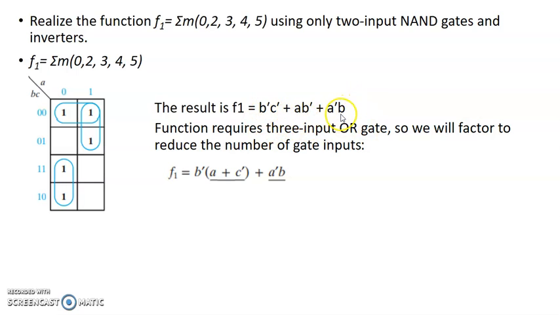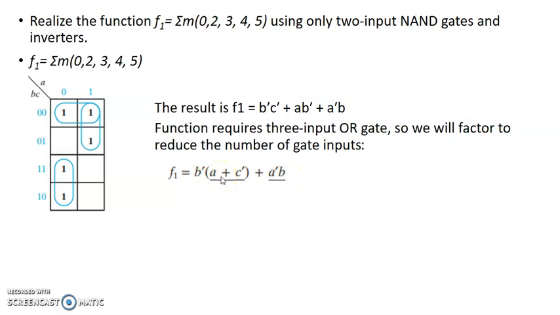When we look at this result, it is a 3 input OR gate. What we need is 2 input NAND gates, and that's what we can use to realize this. So in order to make this 2 input, we need to simplify it further, or rather reduce it. We take B bar common out of this: B bar times A plus C bar, plus A bar B. Now if you look at this expression, this is a 2 input OR, this is a 2 input AND, and this is a 2 input OR. So whatever we have is 2 input now.